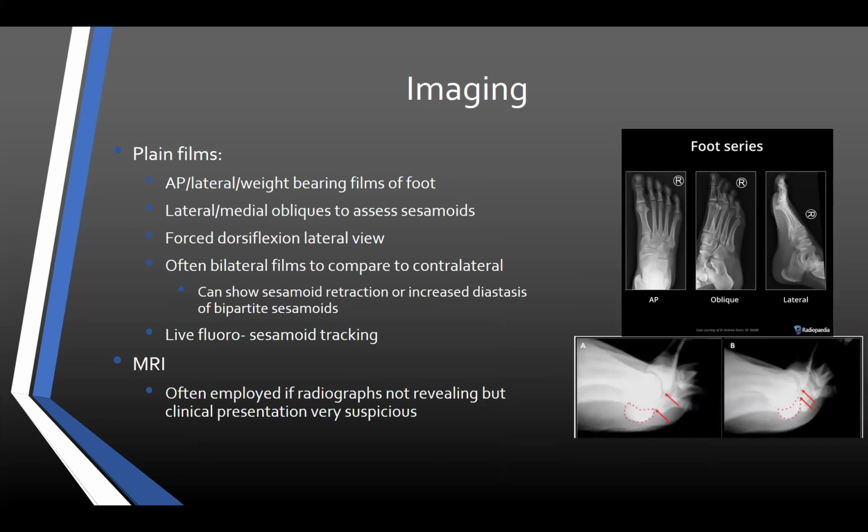It's also very important to use the medial and lateral obliques to assess the sesamoids, and you may need contralateral films, as in up to 25% of people, it's been reported that bipartite sesamoids are present. So it's important to know whether you're seeing a sesamoid fracture or if it's just their anatomy and they have bipartite sesamoids. Another view that can be helpful is, of course, just one comment there.